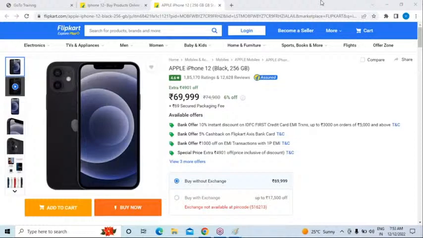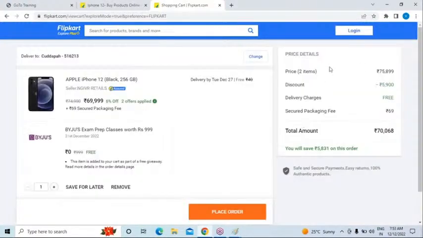We keep them in the cart. How will the cart work? Here we have an option like add to cart. If you click on it, the product will be moved to the cart. Now it is added. This is the behavior of the cart.